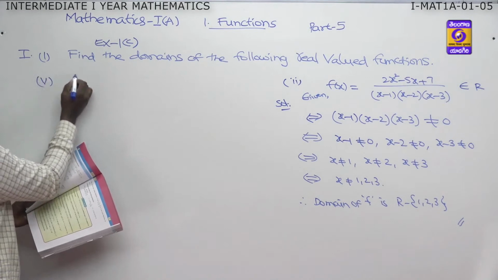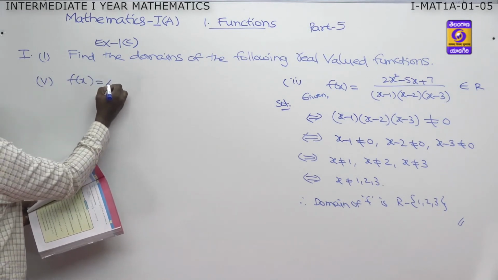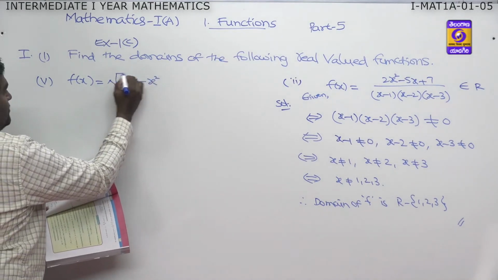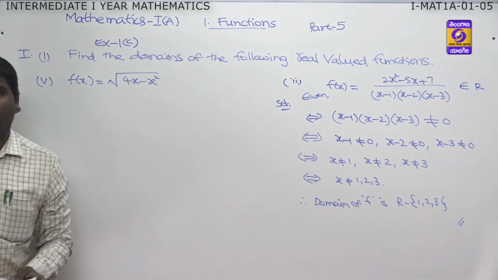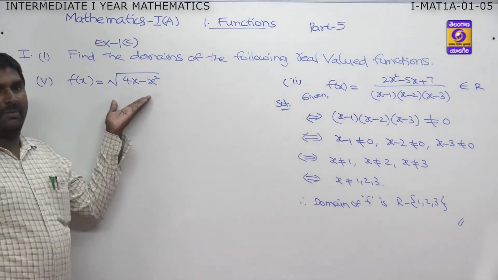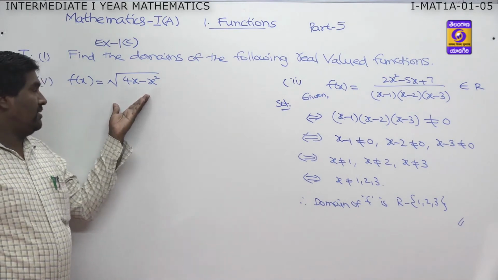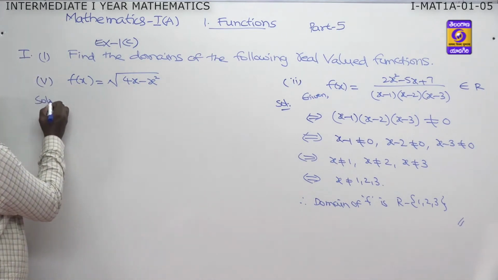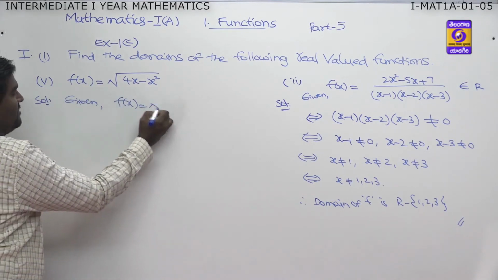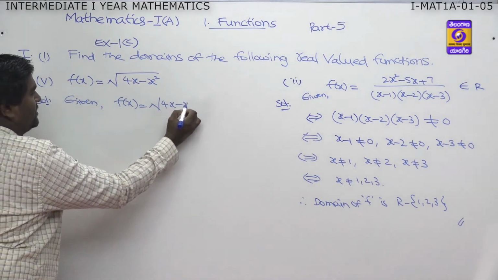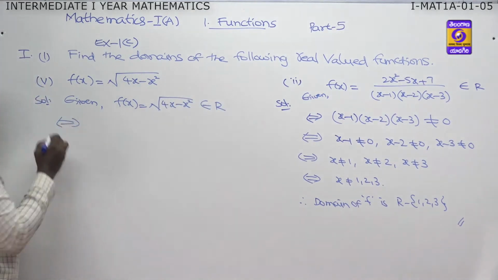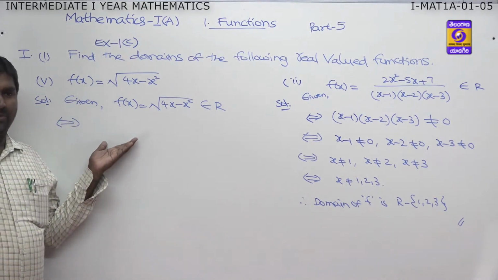Take another problem. f of x is equals to square root of 4x minus x square. For this function, we have to find the domain. Solution: given f of x is equals to square root of 4x minus x square, clearly belongs to R.